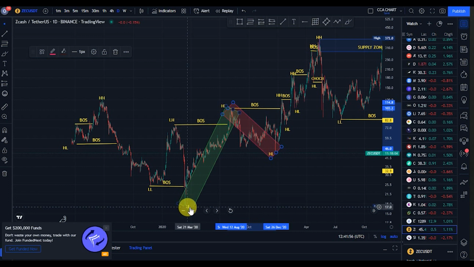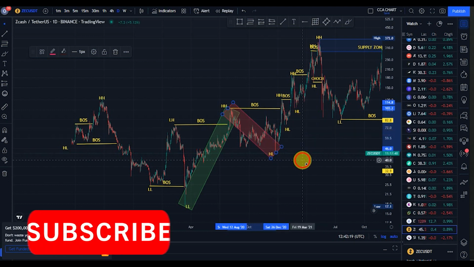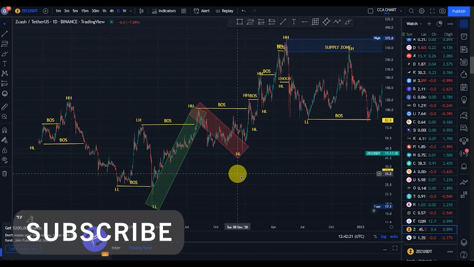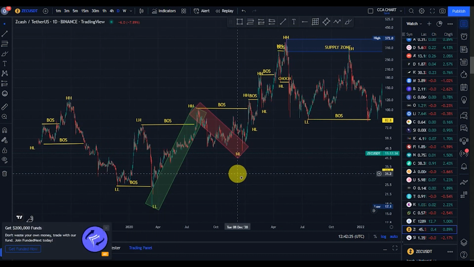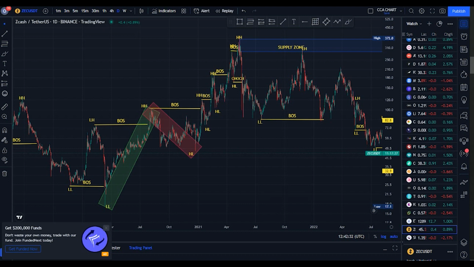Sure, we got a pullback, but guys, guess what? The pullback broke structure again. The bulls took price from that $17, broke structure to the upside, and took price back to about $99. Sure, the bears came in and took price from that $99 and pushed it back to about $46 as the pullback. And guys, after then, we've been seeing a series of breaks of structure to the upside. We've been seeing a series of higher highs and higher lows. I'll just skip to the last higher high and higher low.